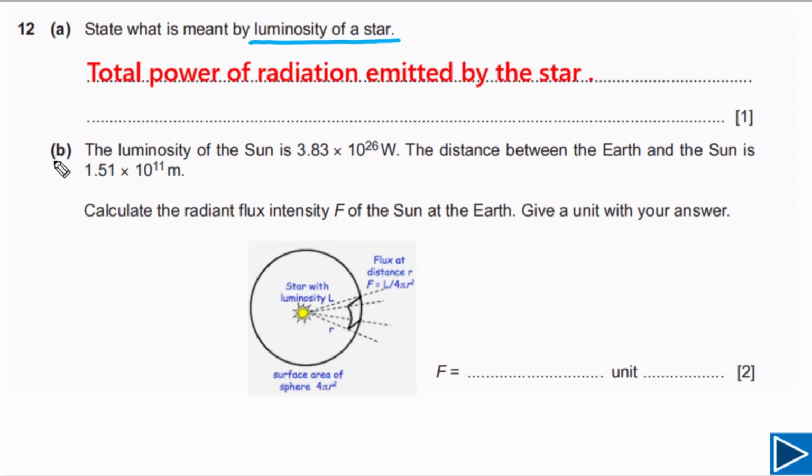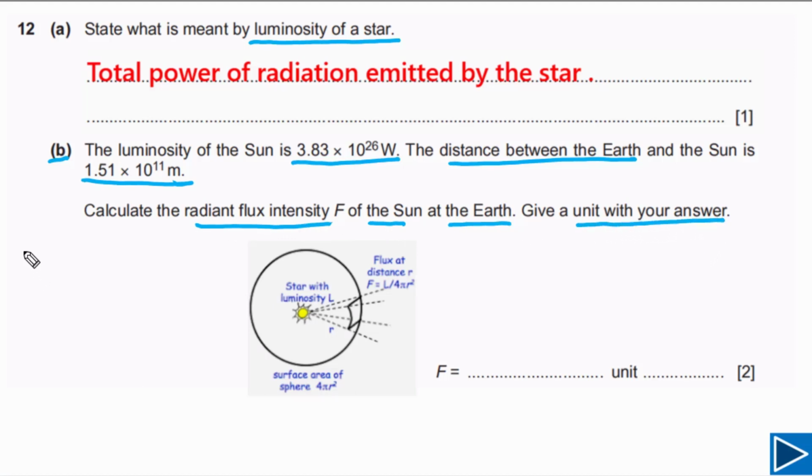Let's move on to part B now. It is given that the luminosity of the sun is this, and the distance between the sun and our planet is 1.51 times 10 to 11 meters. The question asks us to calculate the radiant flux intensity of the sun at the earth and give a unit with your answer. It's a very straightforward question. Radiant flux intensity is equal to luminosity divided by 4 pi d squared, where d is the distance from the star. Now we simply need to plug in values to find the flux intensity.